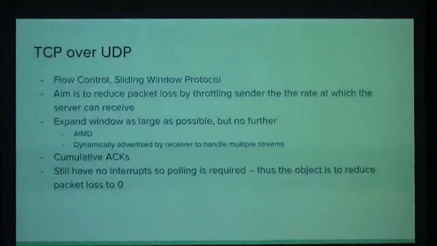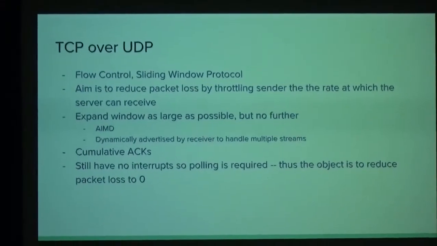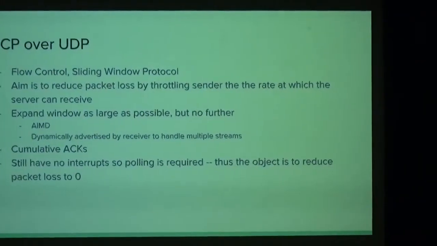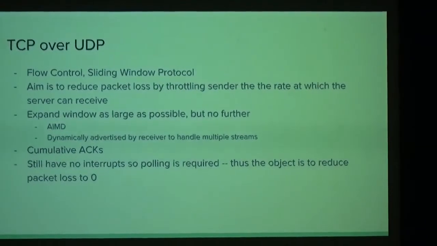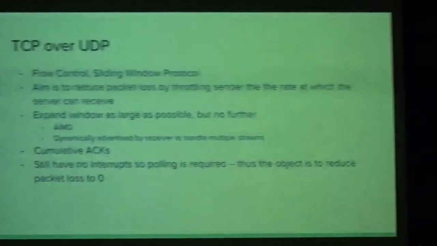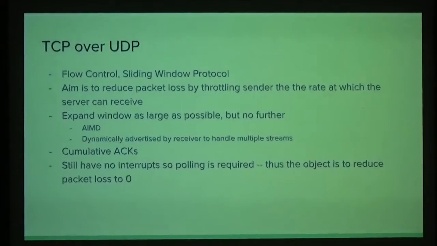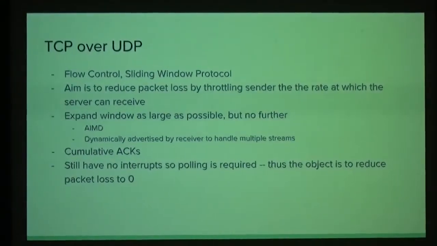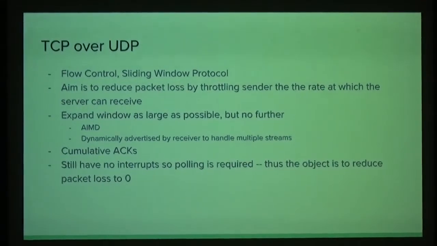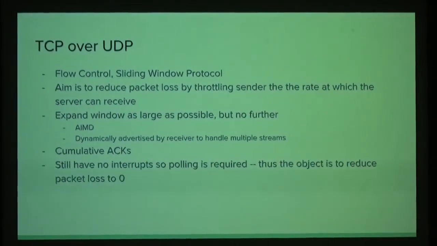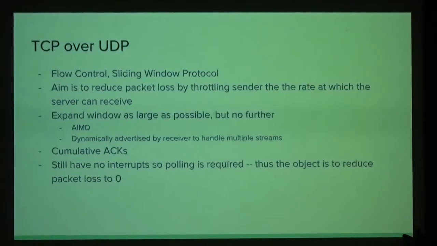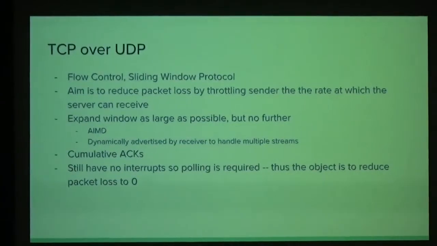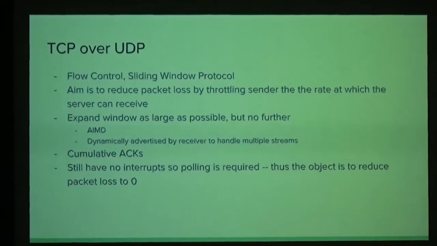So the implementation is like a TCP over UDP. Implementation is not true TCP, but it's just UDP with flow control and sliding window. The aim is to reduce packet loss by throttling the sender to the rate at which the server can receive. This is the problem we were just talking about. So if you're receiving 10 separate dumps, you want to give them each 1/10 of your bandwidth so they don't start losing packets, and you can receive at the fastest rate possible. And then you expand your window as large as possible, but no further, so you don't lose packets.